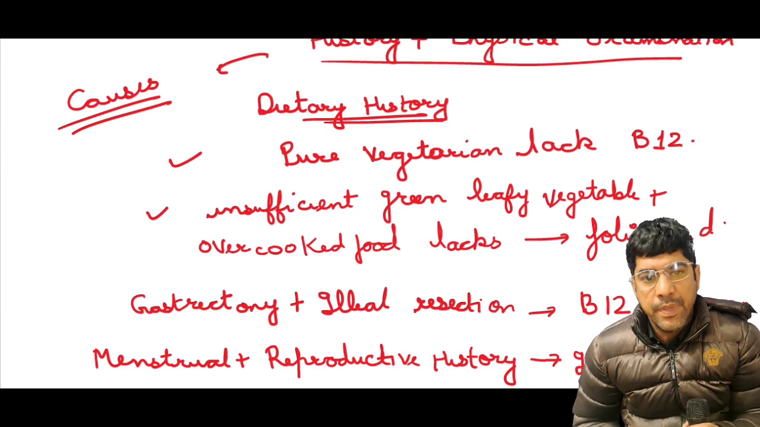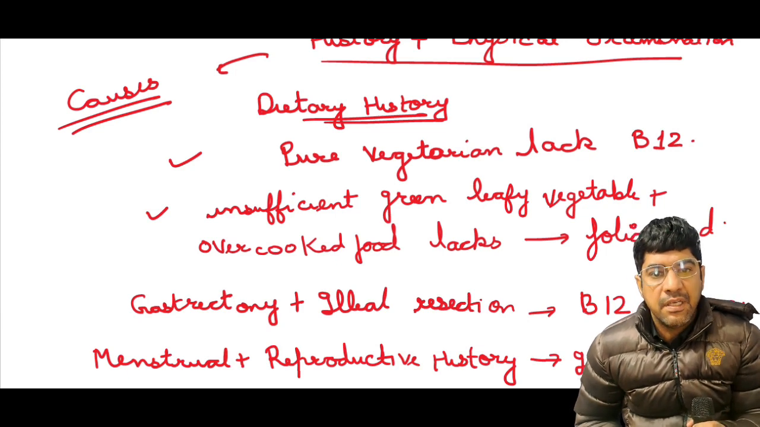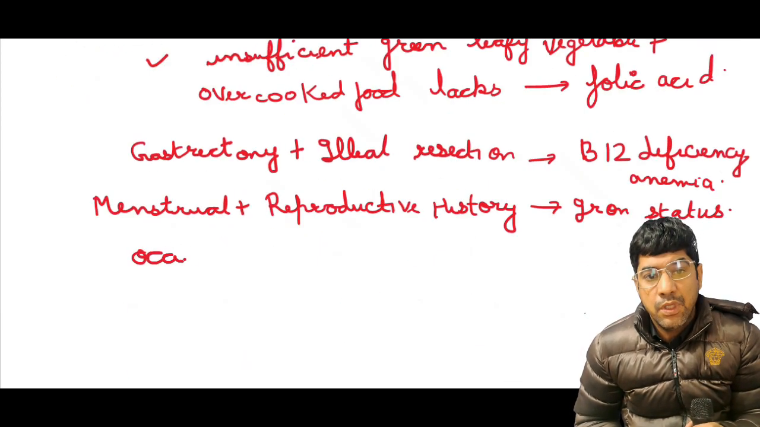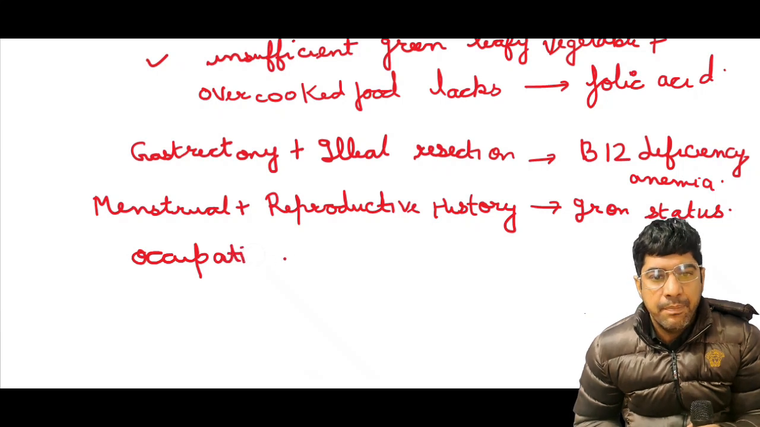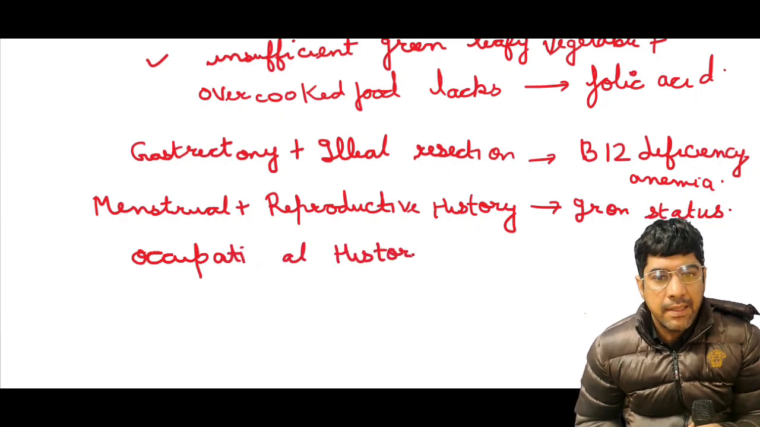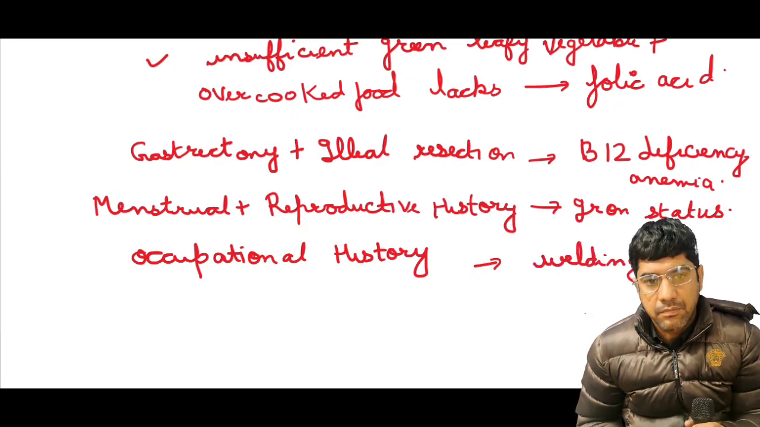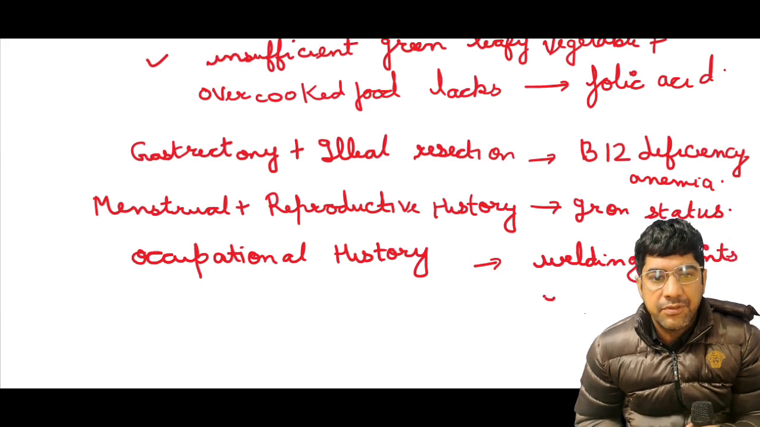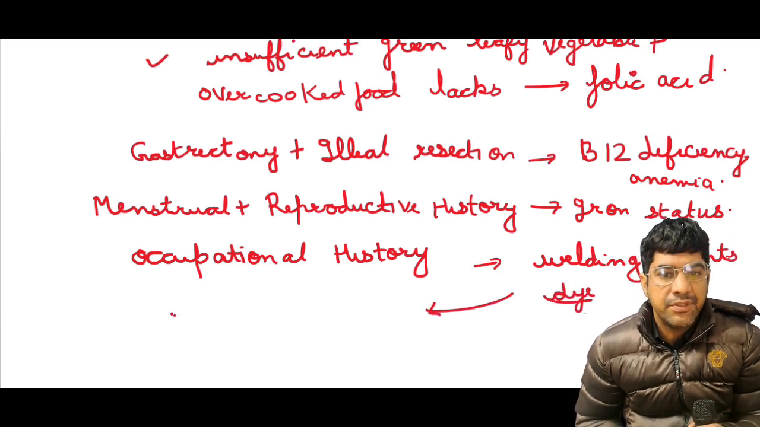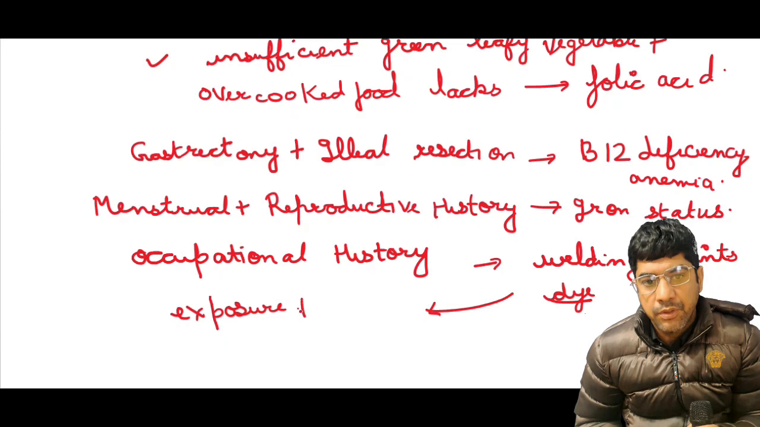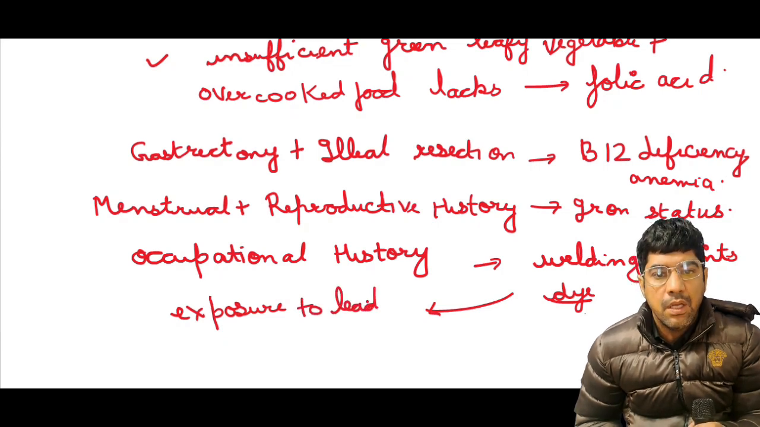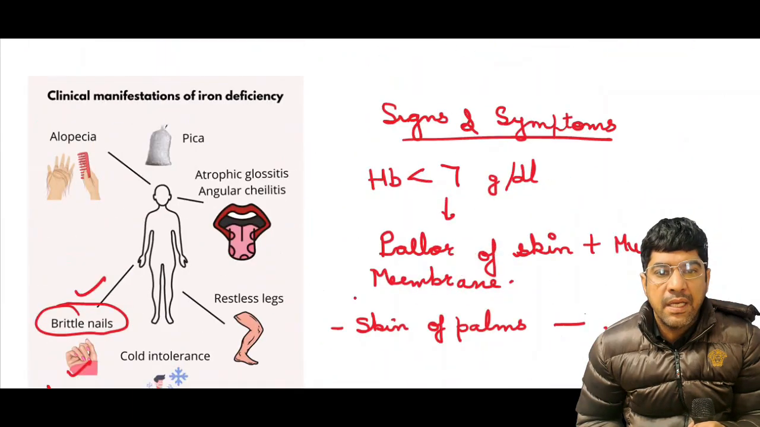Another is the occupational history. You have to assess exposure to occupational hazards like welding, painting, or dyes that might lead to exposure to toxic agents affecting the bone marrow. You can also take the family history. Note any family history of anemia, jaundice, gallstone, or splenectomy, which could give you a hint at inherited hemolytic anemia.